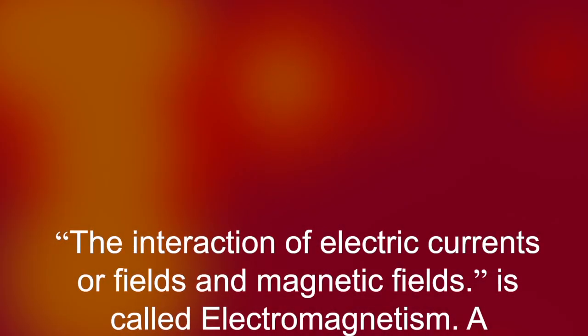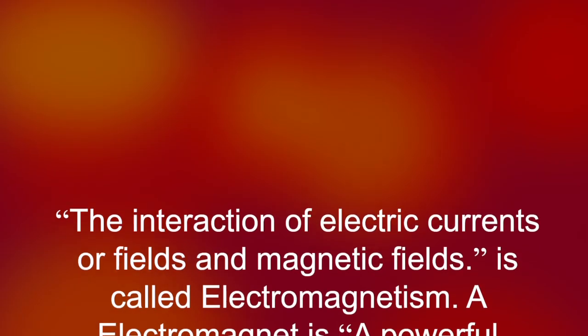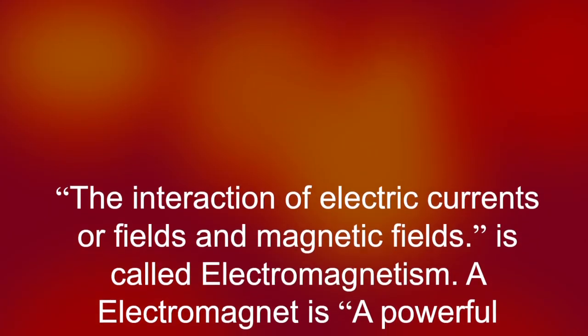As we have learned so far, all magnetic forces and fields are produced by moving electric charges. What exactly happens when a magnetic field exerts a force on a current-bearing wire in the field? The interaction of electric currents or fields and magnetic fields is called electromagnetism.